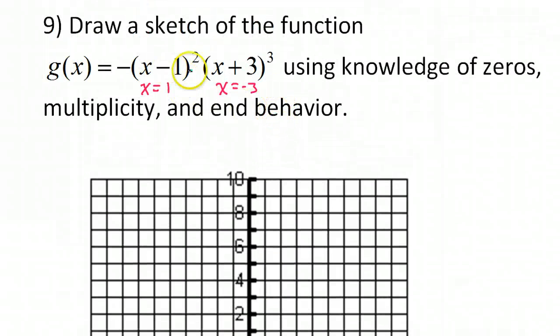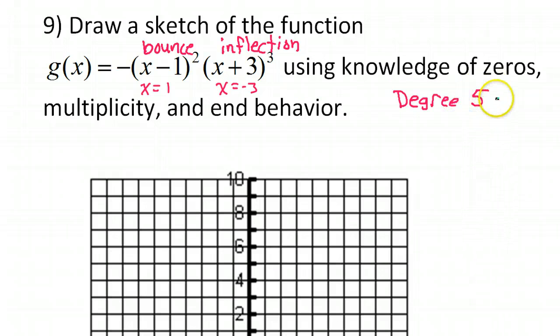Okay, now notice this is a double, so there should be a bounce happening here. This is a triple, so there should be an inflection happening here. Now, let's take a look at the degree. I've got 2 of these, 3 of these. So that means the degree is 5. Okay, so the important thing about the degree being 5 is that it's odd. And now I see that it's negative.